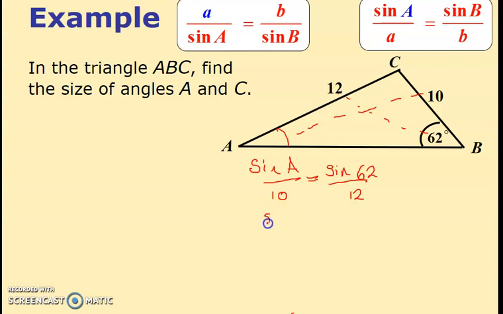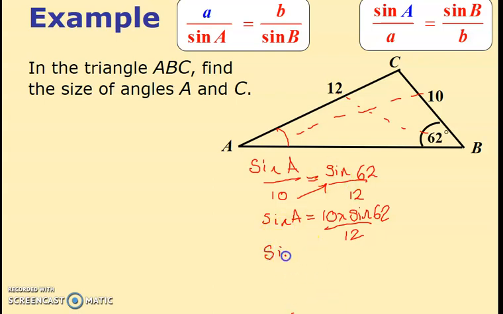Now I rearrange that, I get sine A equals 10 times by the sine 62. And basically that thing always moves over and becomes a times divided by 12. So if I type that into my calculator, it's 10 times sine 62. You better make sure you close the bracket or press equals, divided by the 12. And I've got 0.736.